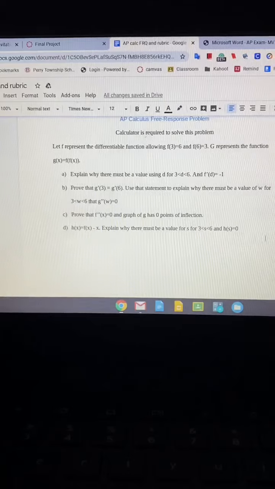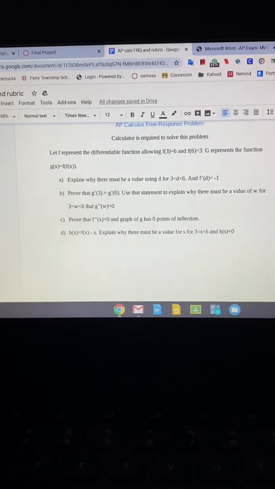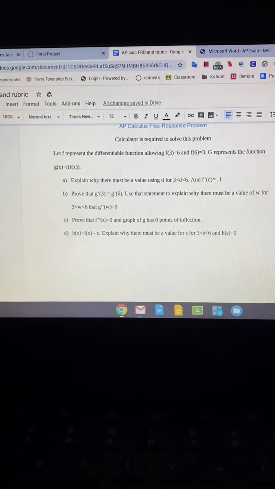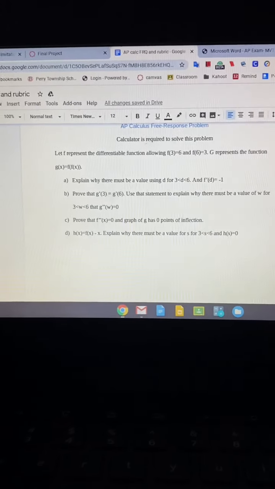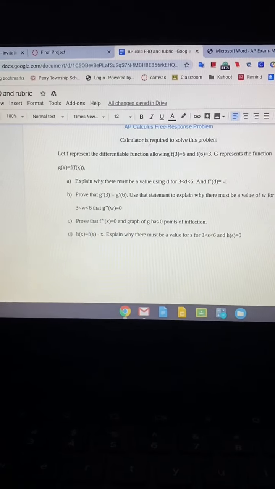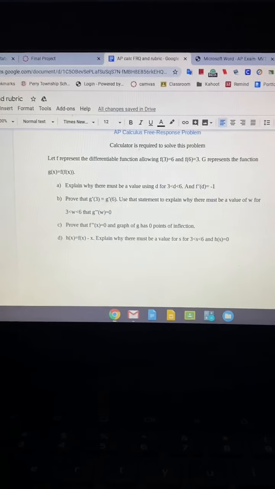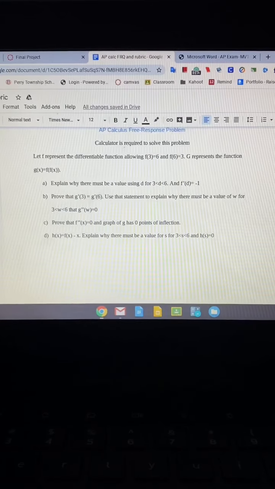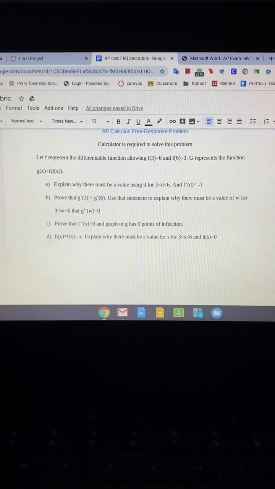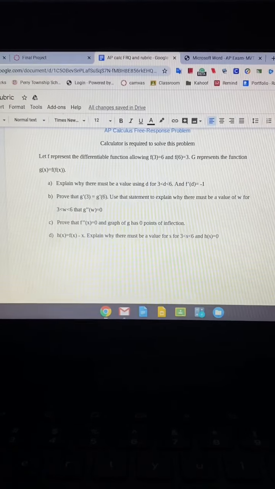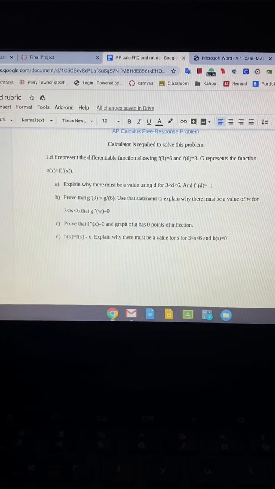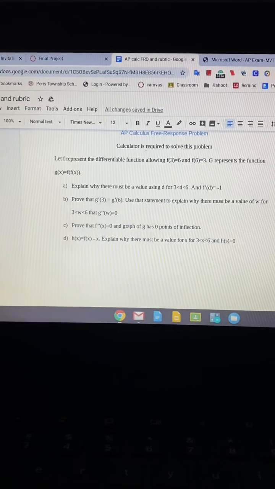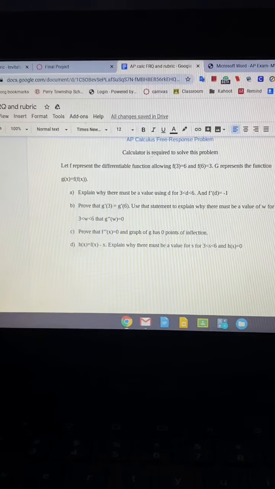Part A: explain why there must be a value d, where 3 is less than d and d is less than 6, and f prime of d equals -1. Part B: prove that g prime of 3 equals g prime of 6. Use that statement to explain why there must be a value w, where 3 is less than w and w is less than 6, such that g double prime of w equals 0.